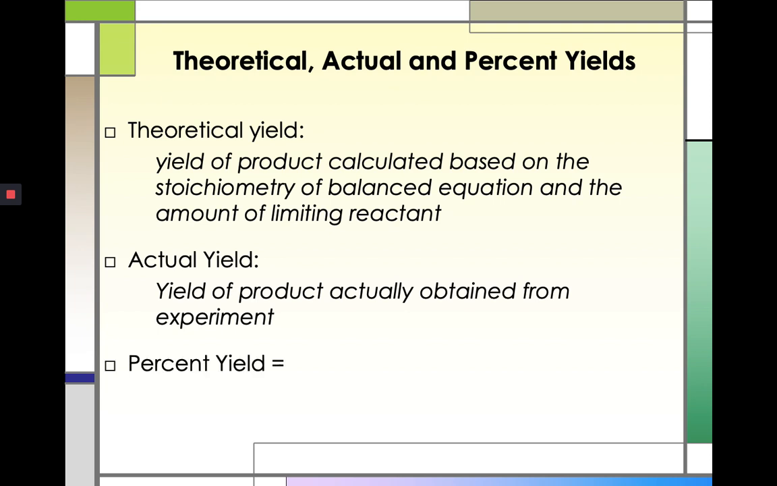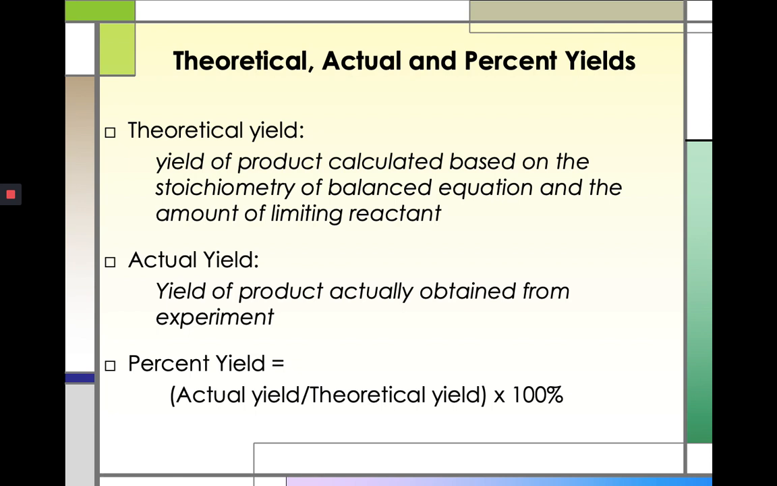So that's why there's a need for us to report the percent yield of a reaction, which is basically the actual yield divided by the theoretical yield times 100, so that we can report it in percent. So actual yield over theoretical yield times 100.